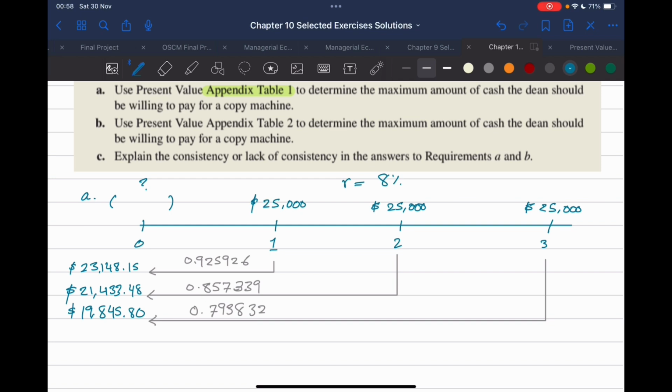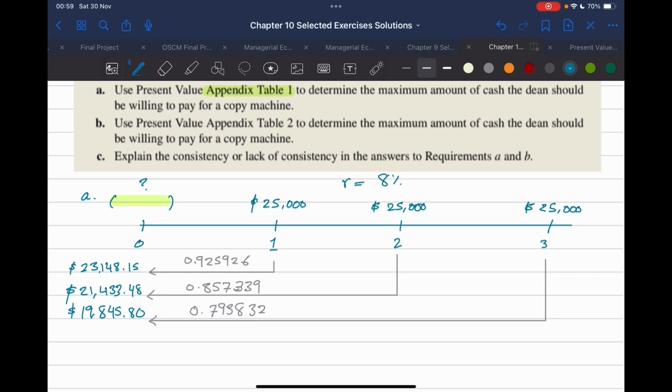Now, finally, of course, we don't want these spread out like this. We want to bring them to a single present value, right? Because the dean is not going to be paying multiple times. Of course, there's going to be only one cash outflow, which is the amount that we're looking for. So I'm going to add these together.